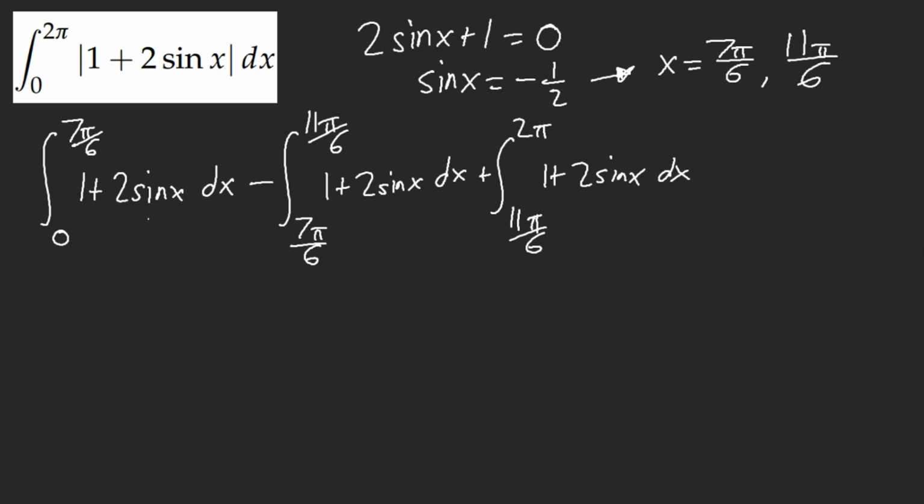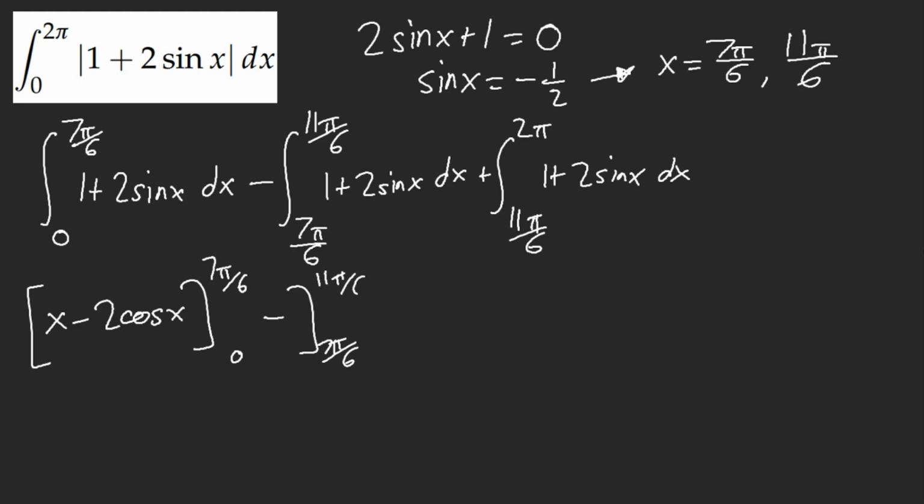Okay, first of all, the indefinite integral is x minus 2 cosine of x. And now we just have to do the whole bound stuff. Okay, this is the most annoying part, but we just have to do it. Okay, 7 pi over 6, and then minus 7 pi over 6 here.